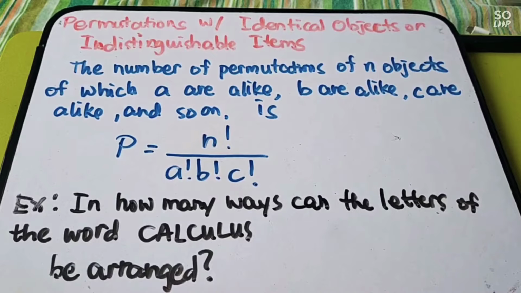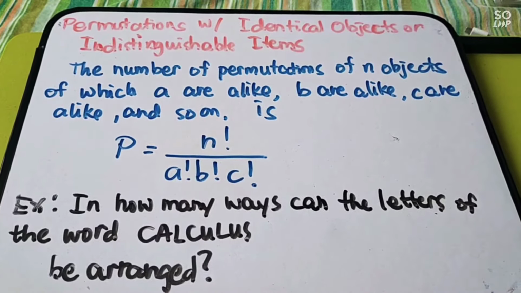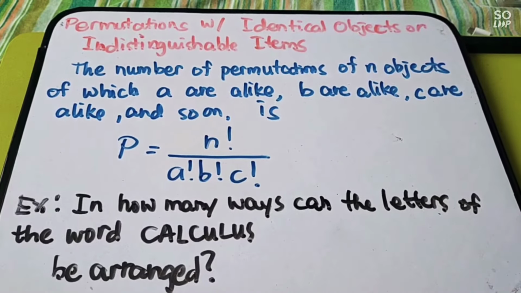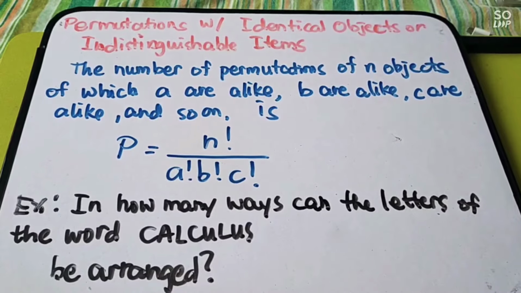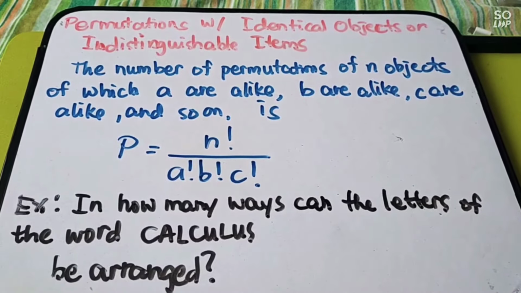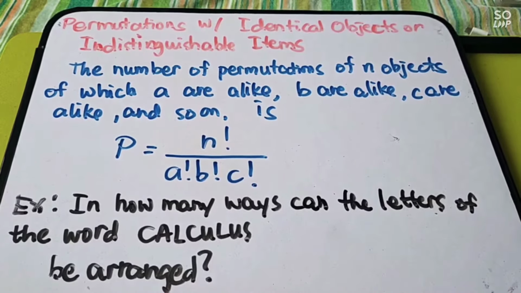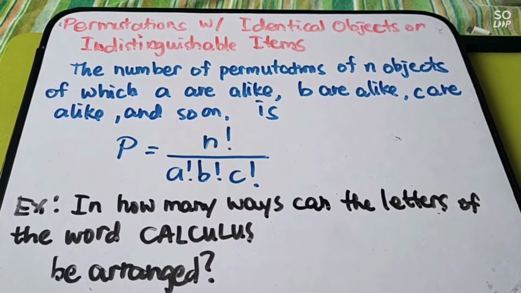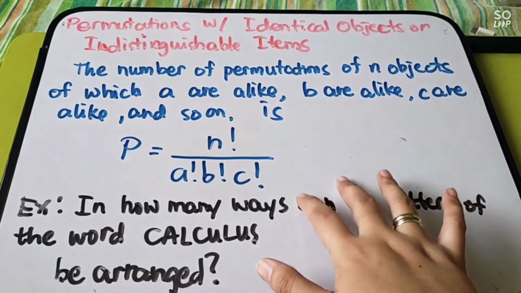Permutations with identical objects or indistinguishable items. It means not all are different, so the objects are not distinct. So, merong object na magkakapare-parehas. So, these are the formula.